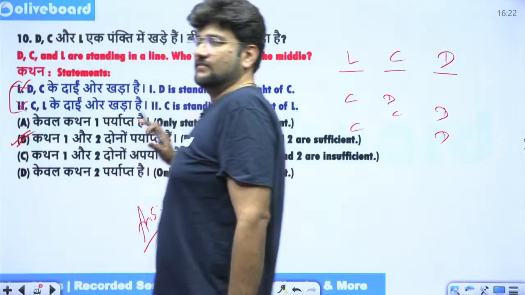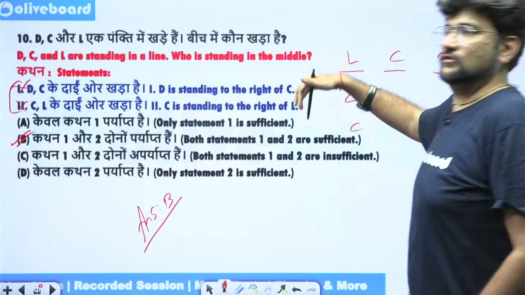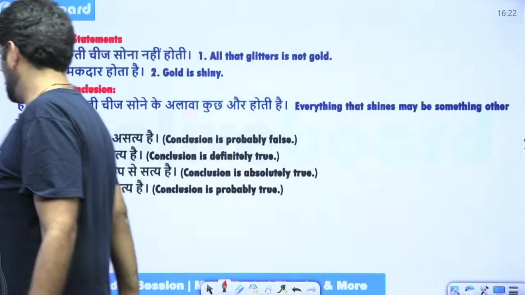So both statements 1 and 2 are needed. And in this case, even if you have them facing the south, then this will be the right side. That will still hold. Next.